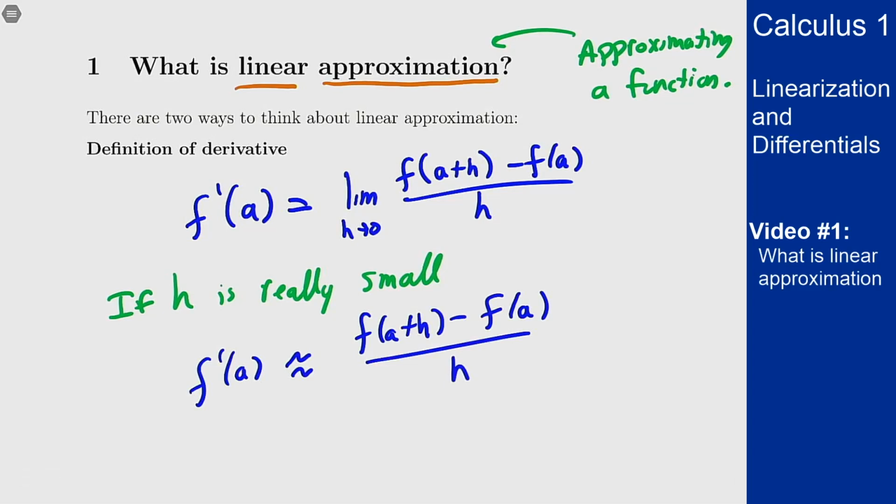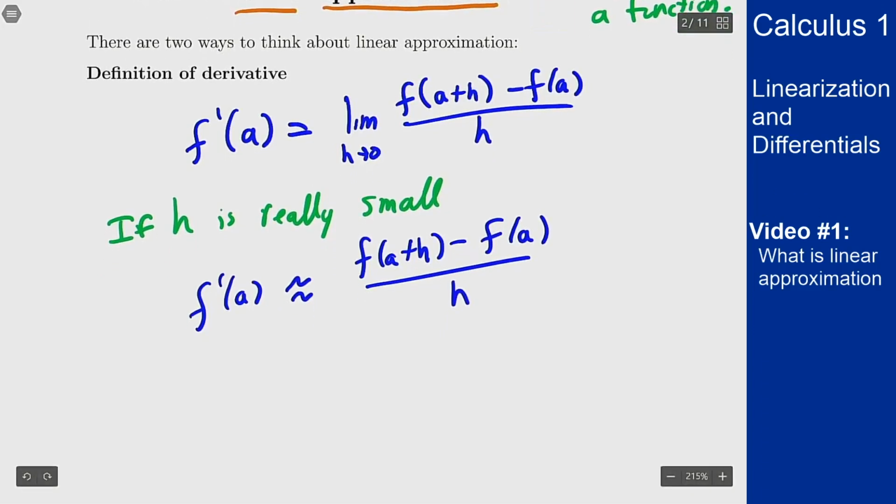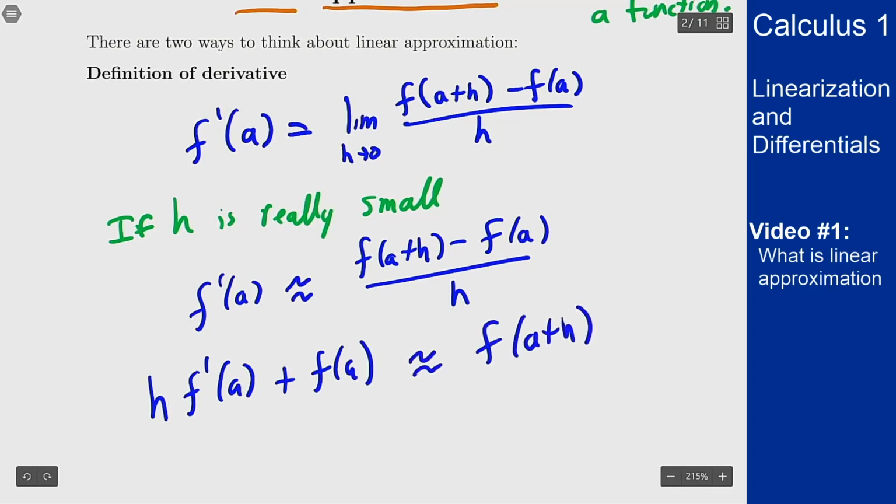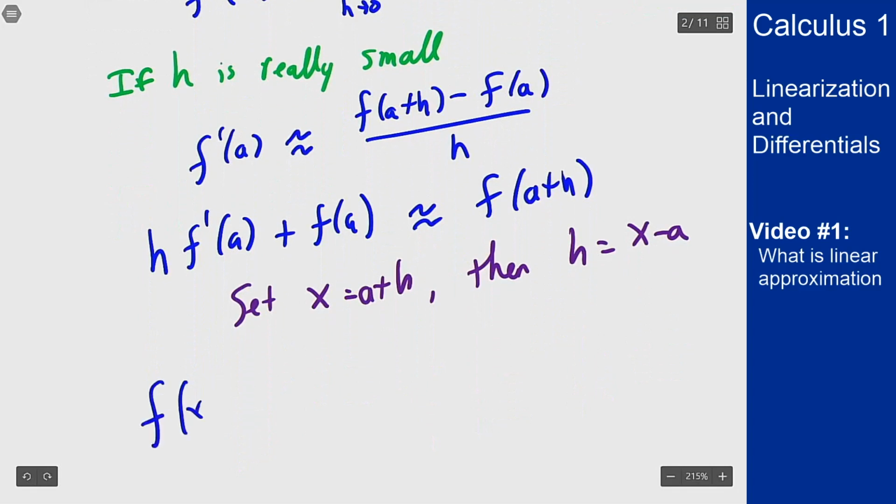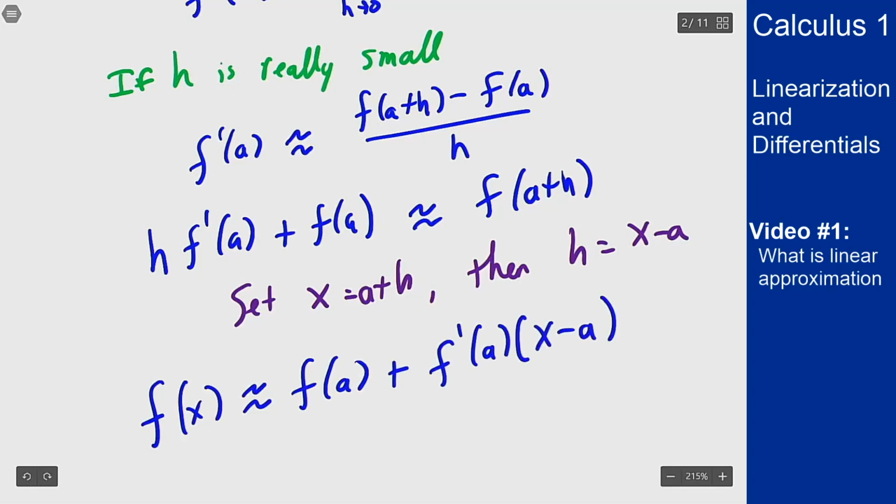I can then rearrange it a little bit. I can multiply both sides by h and add f of a to both sides to give me that h f prime of a plus f of a is about the same as f at a plus h. And to make this look nicer, if I set x to be a plus h, then h is x minus a, and I can rewrite this as f at x is about the same as f at a plus f prime at a times x minus a.